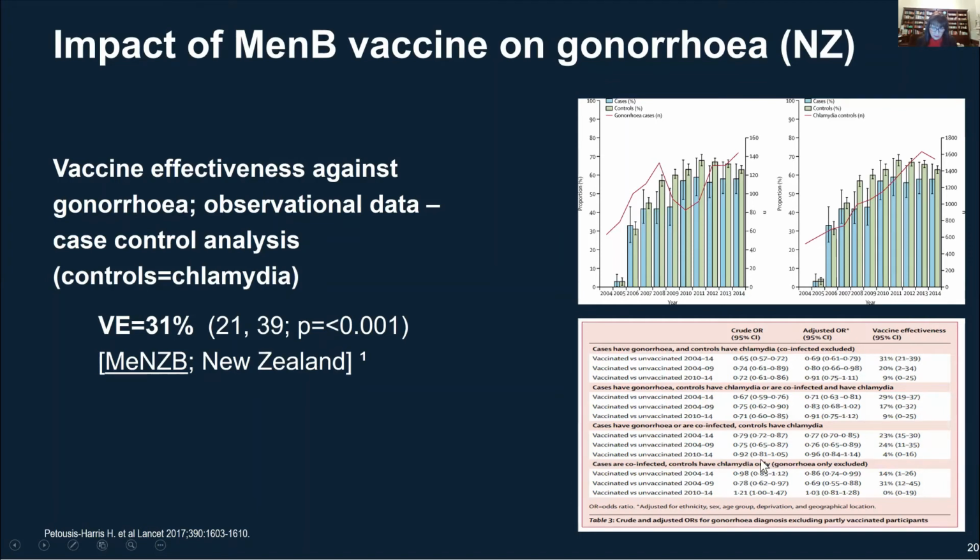And I'm not going to go through all of these results in this table, except just to point out that they found a vaccine effectiveness of 31% that was significant. And also, if you just look down the bottom, if you actually look at co-infection, so where there's both gonorrhea and chlamydia in cases compared to chlamydia, you'll see that the vaccine effectiveness is lower at 14%, which is just relevant for some of the other results I'm going to show you in a moment.